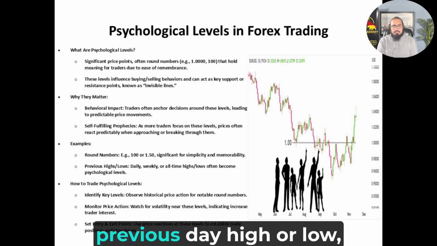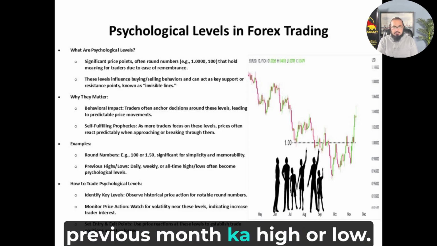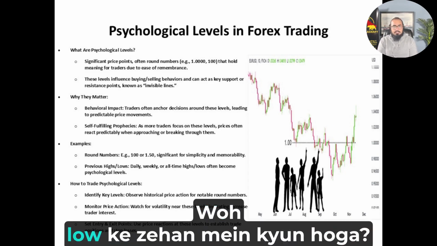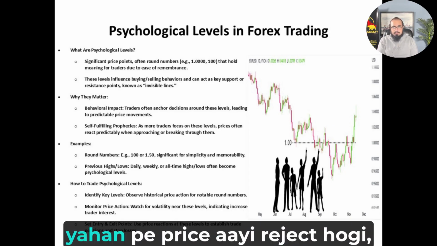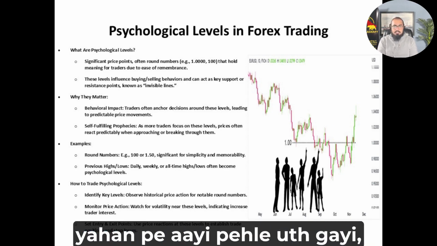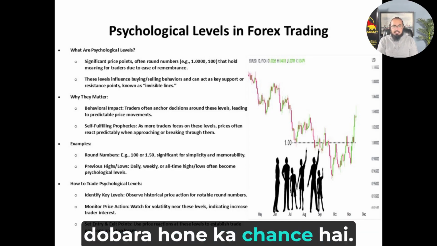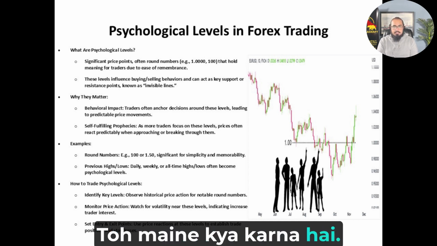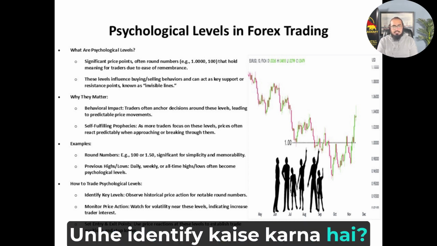The daily high, previous day's high, previous week's high or low, previous month's high or low. Why would it be in people's minds? Because they remembered that the price came here and was rejected. The price came here and fell. The price came here and rose before. Now most probably there is a chance of this happening again. So what do I have to do? I have to focus on this. How do I identify them?